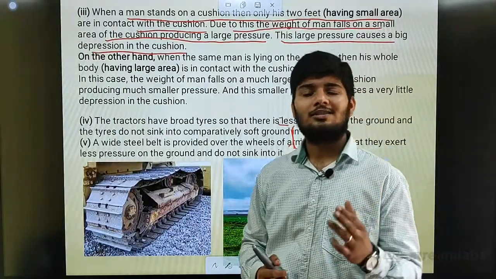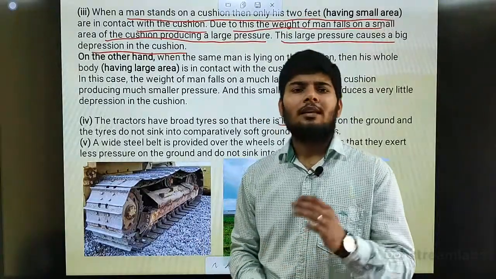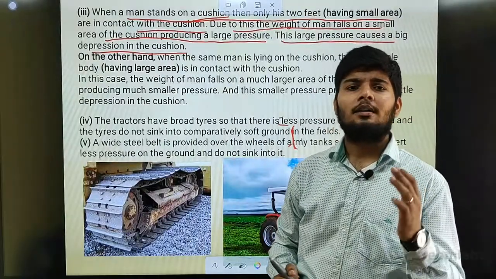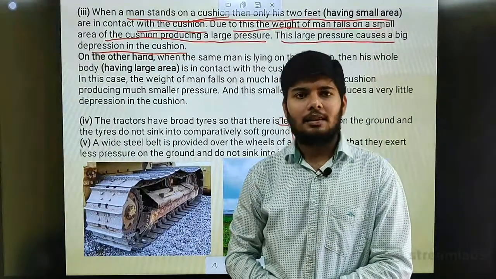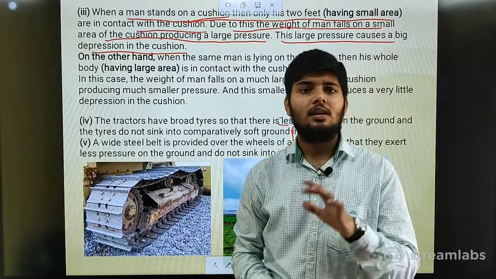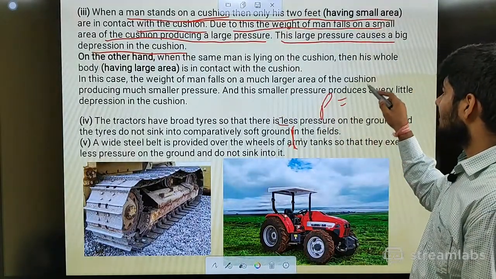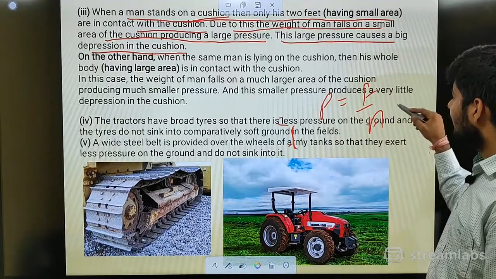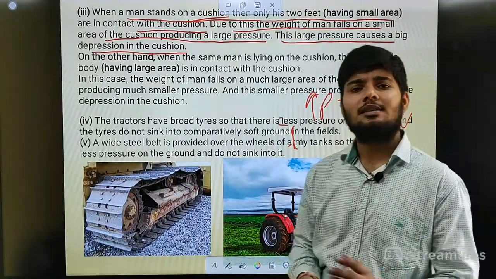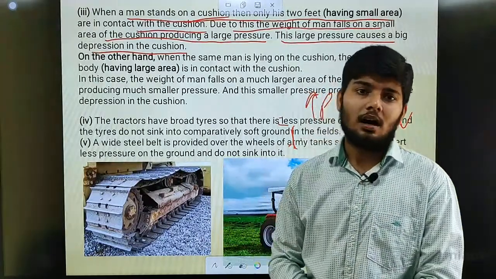This example also you studied in your daily life. When you stand on a cushion only on your feet, your legs create a depression in the cushion because of the smaller area. As you all know, pressure is equal to force upon area. So if the area decreases, then pressure increases because pressure is inversely proportional to the area. This is why a depression occurs in the cushion.